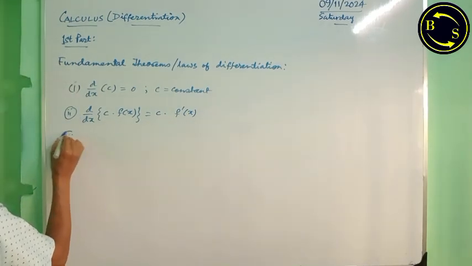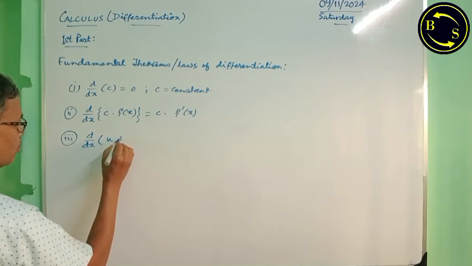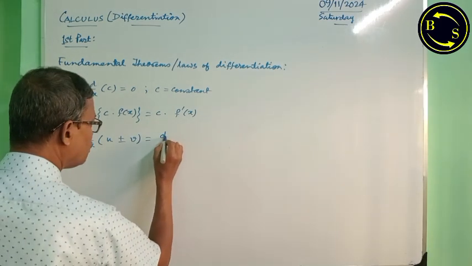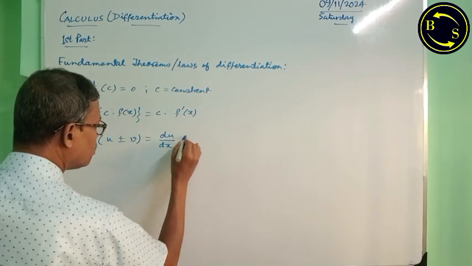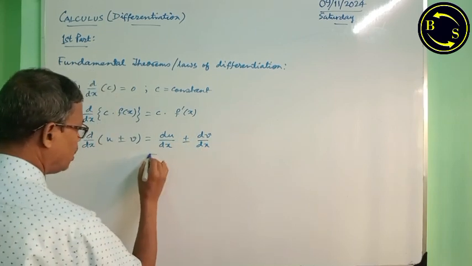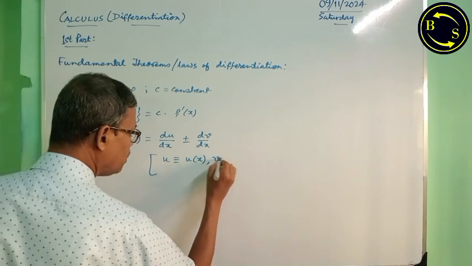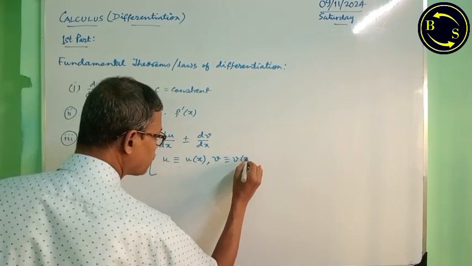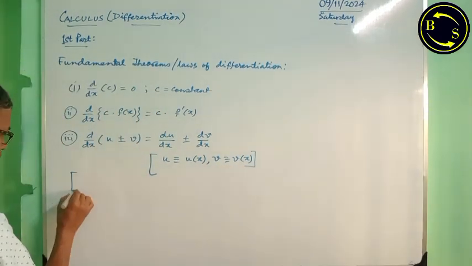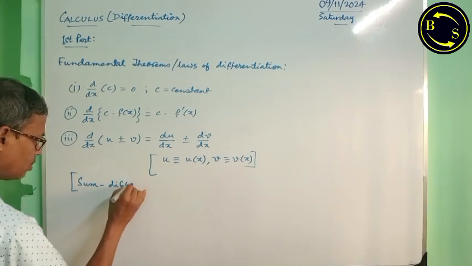Number 3, d/dx of u plus minus v is equal to du/dx plus minus dv/dx. Here u is a function of x and v is also a function of x. We call this the sum difference law.